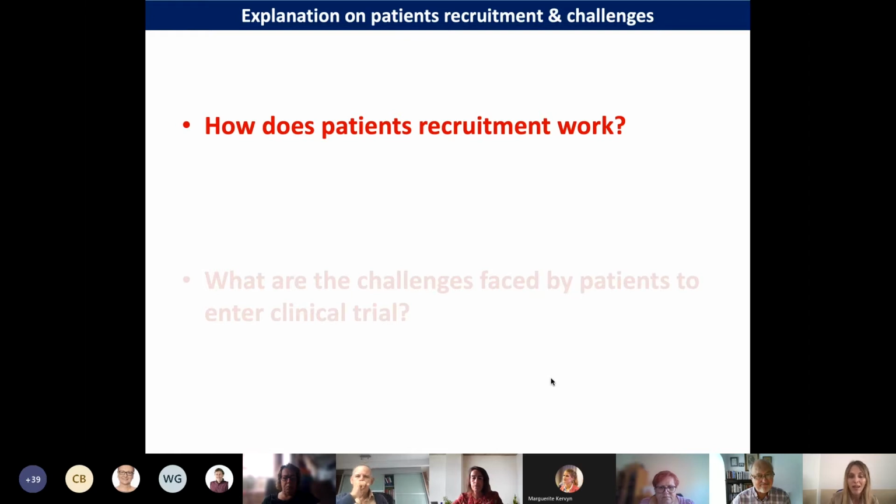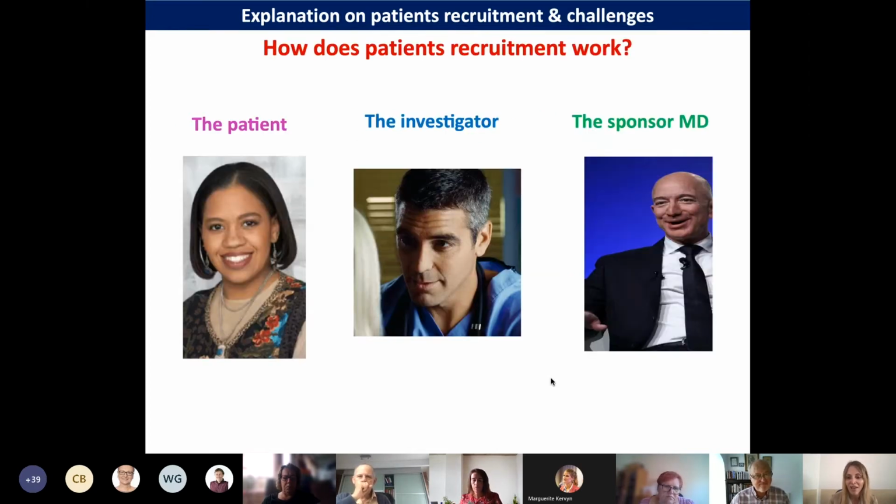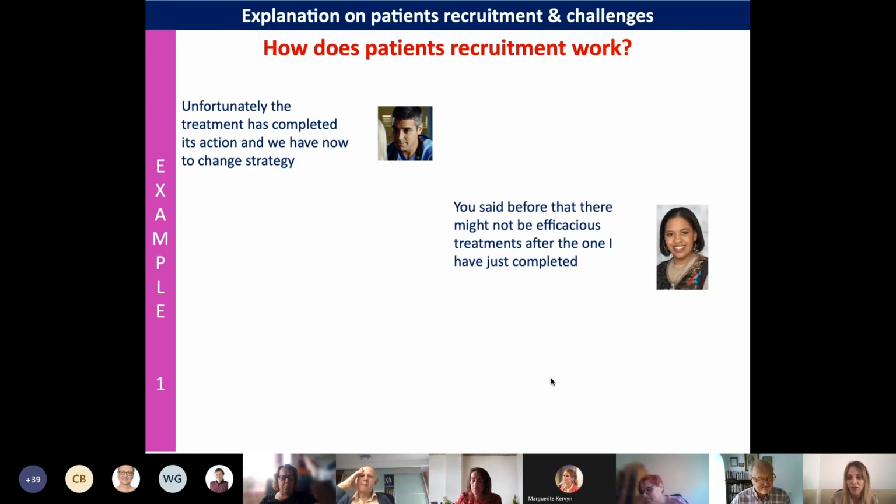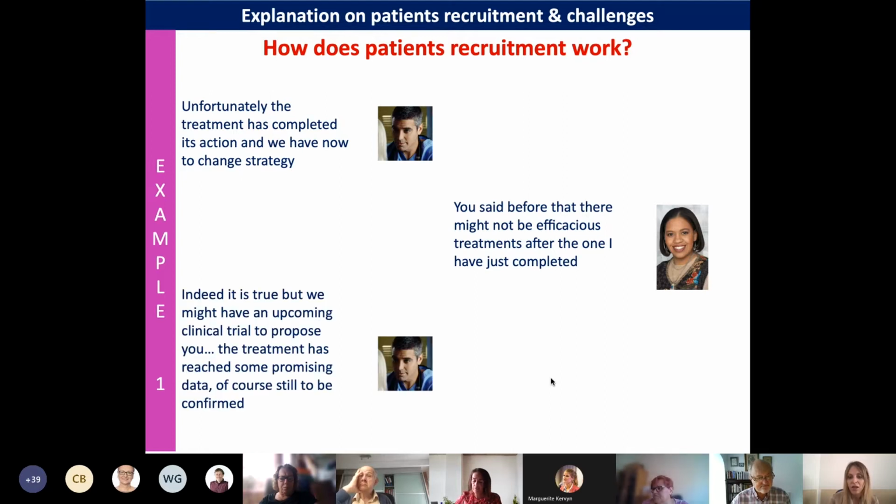So focusing on how does patient recruitment work, I have the advantage, as Roger said, to have worked as a sponsor before and now as an investigator. So here we see the actors on the stage, the patient, the investigator, and the sponsor. And I'll give you an example of where this all starts, from the communication that a treatment has completed its action because the disease has on the CT scan become larger, and then a new treatment chance is offered to the patient, and the patient might have known this possibility before or not.